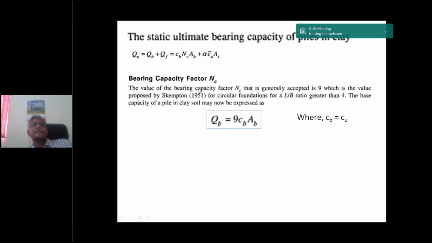So the bearing capacity factor Nc is 9 as per Meyerhof, and it is also suggested by Skempton: 9 C Ab. So Ab is pi by 4 D square in case of a circular pile. If it is a rectangular pile, B into L can be taken as Ab.